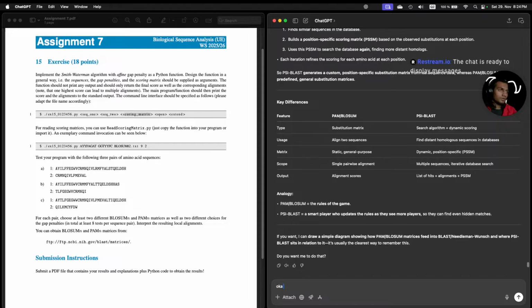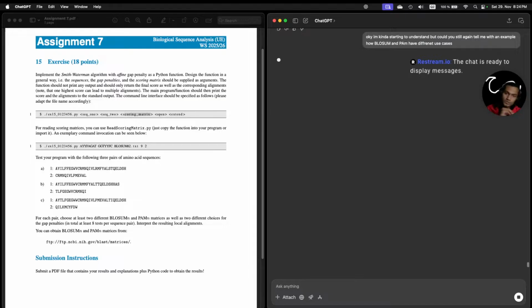Okay. I'm kinda starting to understand, but could you still tell me again with an example how BLOSUM and PAM have different use cases?